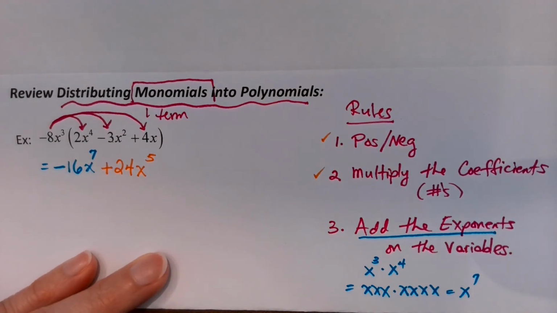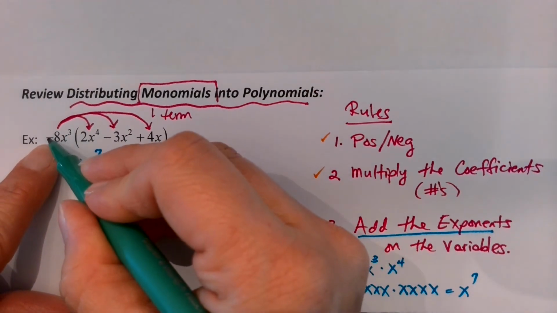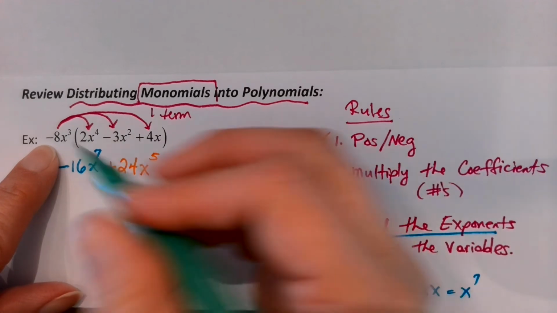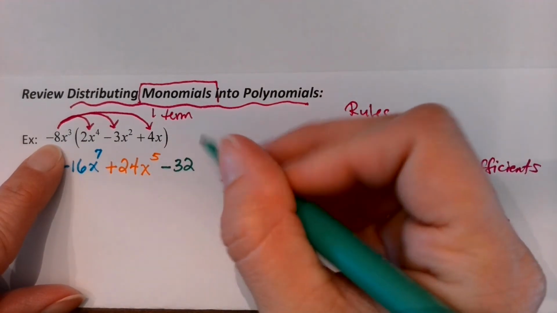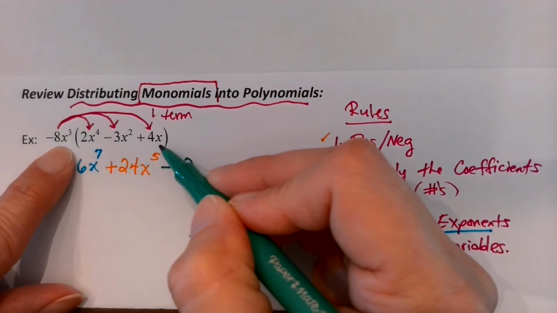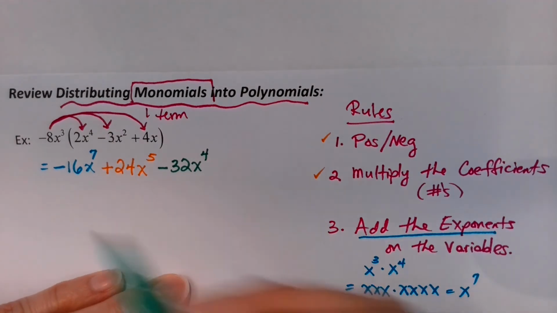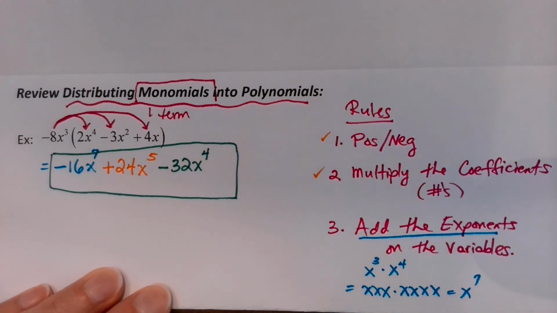And there's one step left. I have to distribute all the way here to this last term. A negative times a positive is a negative. 8 times 4 is 32. 3 x's plus 1 more x, that's x to the 4th. And that is how you distribute a monomial into the polynomial.